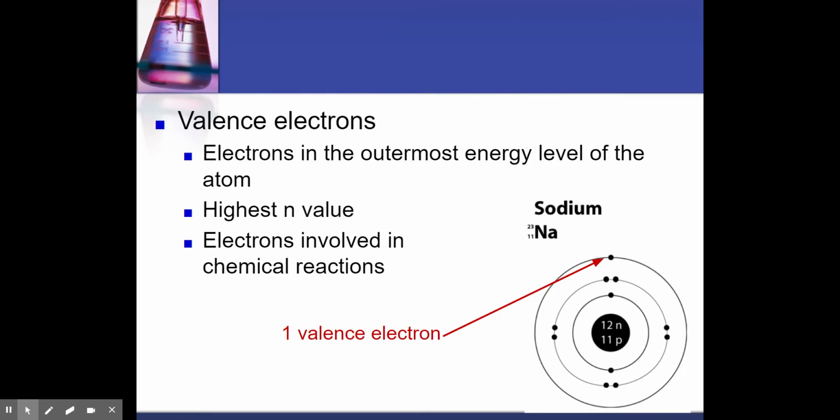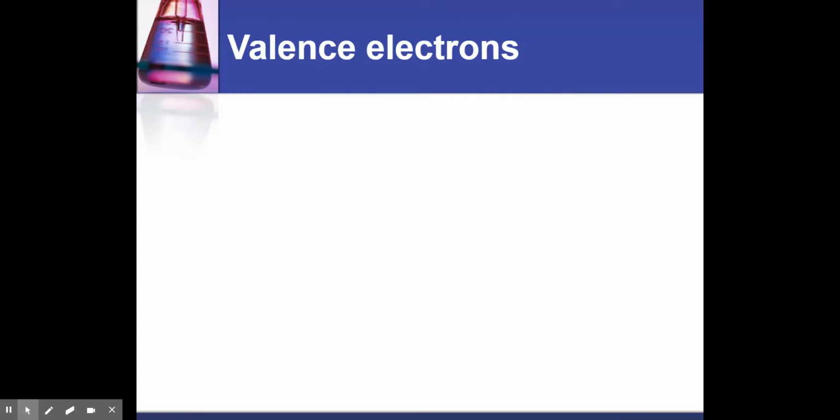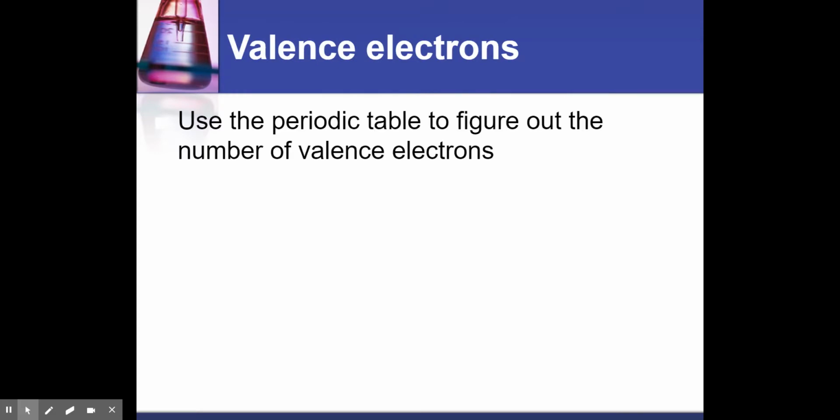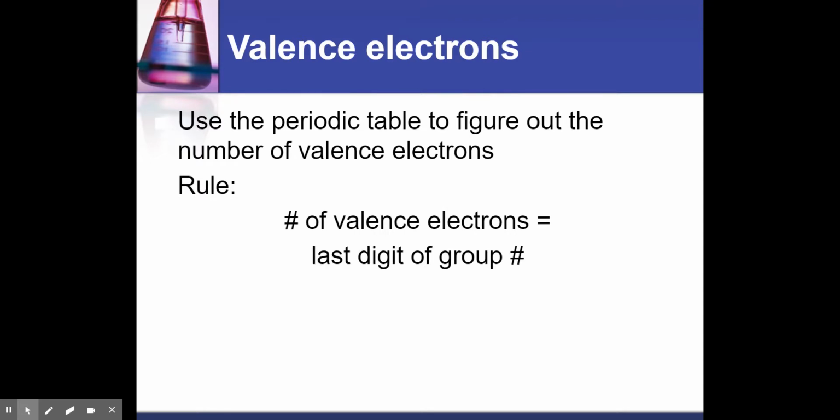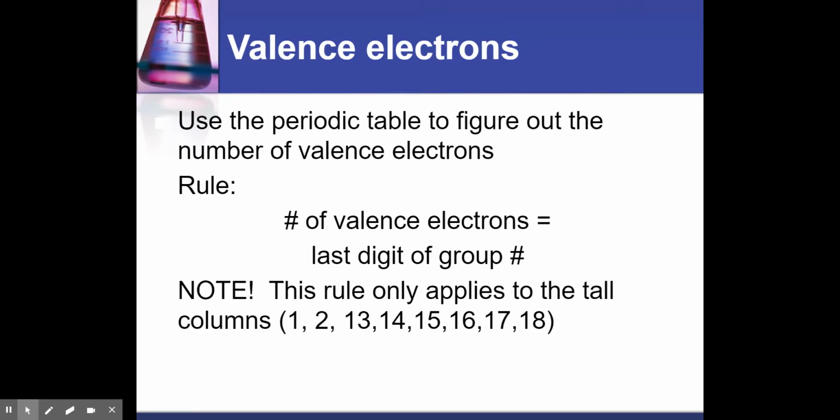That's why we're really going to pay attention to these electrons most from here on out, because they're the ones that act like the bumpers of the atom. They're the ones that run into other atoms and are changed in a chemical reaction. The valence electrons, we can figure them out based on the periodic table organization. The periodic table tells us the number of valence electrons by looking at the last digit of the group number. This is only going to apply to our tallest groups, like 1, 2, 13 through 18, but it's the last digit of the group number.